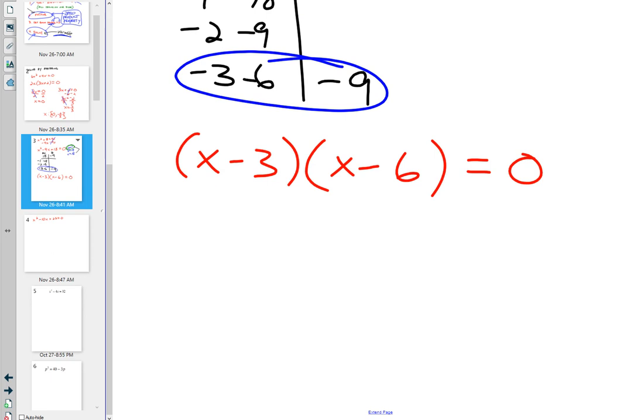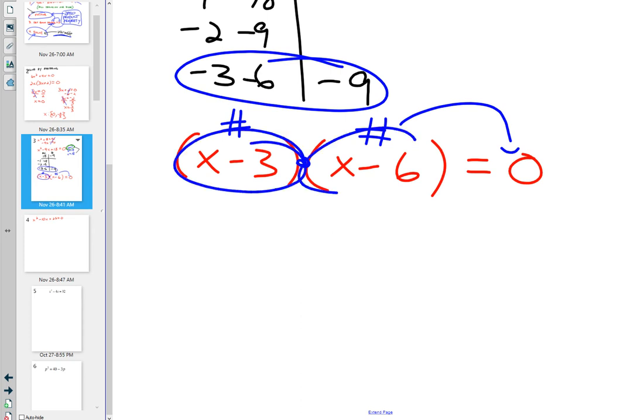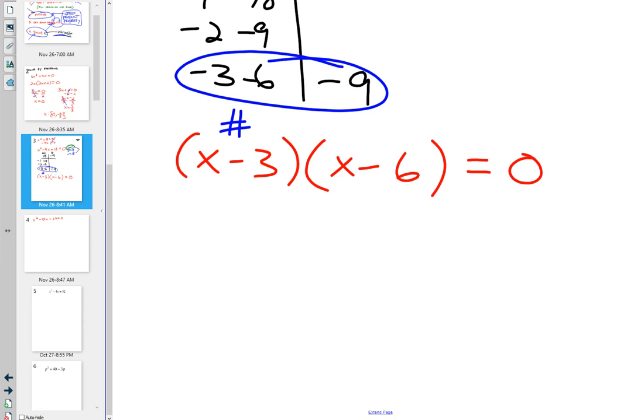Set each factor equal to 0. There are two. When I have two numbers and I multiply those numbers and I get 0, because that's what this parentheses means, I don't know what those numbers are, but I know that one of them has to be 0. If either one of those parentheses gave me a 0, I would end up with 0. So I account for that by making each one equal to 0.